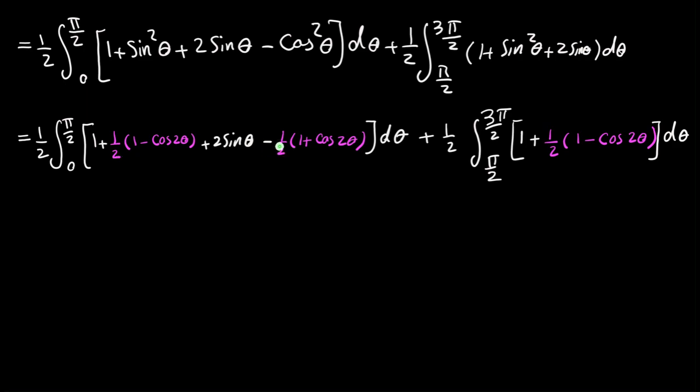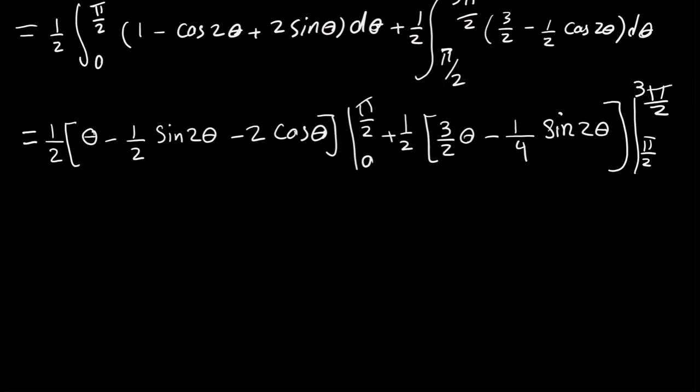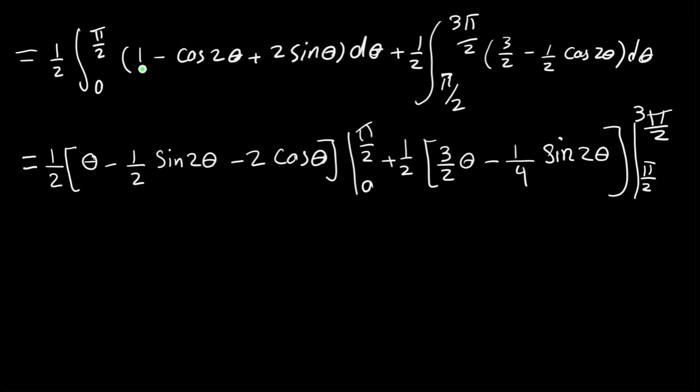And the remaining part is 1 minus cosine of 2 theta plus 2 sine of theta d theta from 0 to pi/2, and 3/2 minus 1/2 cosine 2 theta d theta from pi/2 to 3 pi/2. Now let's integrate each term separately. So we have these three terms for the first integral.